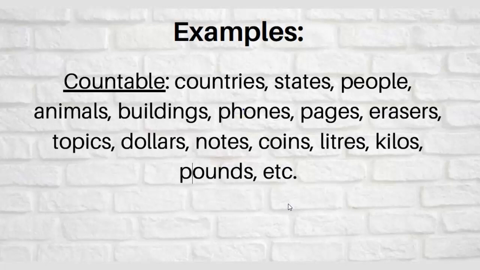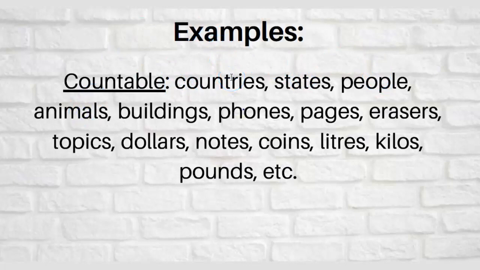So let us see what we can do with these words and what we have done. So all of them have been written in their plural forms. Because they are countable nouns, they have a singular and a plural form. Country, countries, state, states, person, people, animal, animals. Another thing we can do is put a or an before them. A country, a state, a person, an animal.